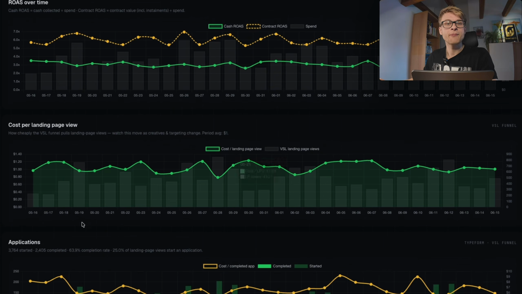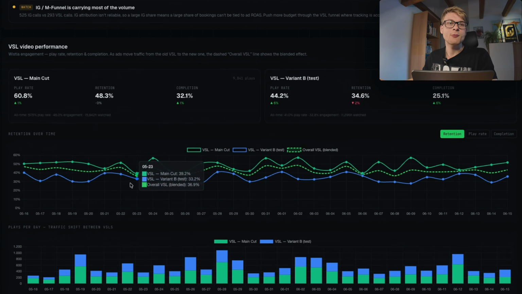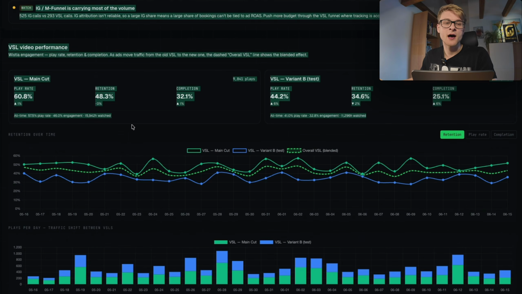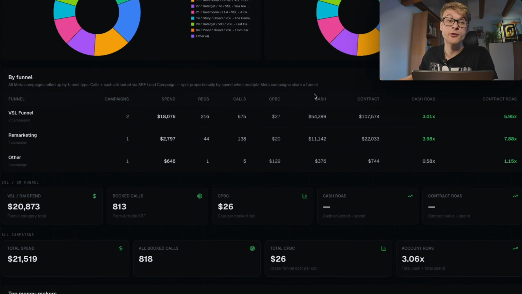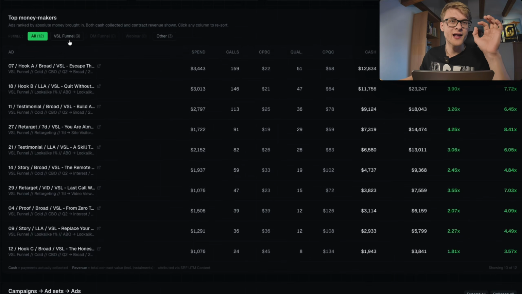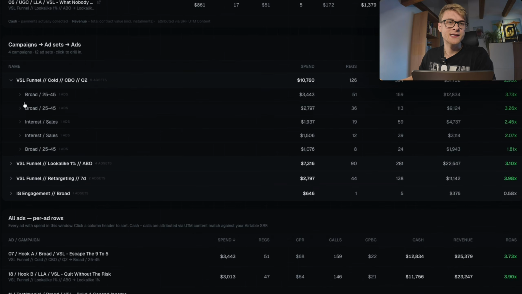So as you can see over here, we're mapping out every single thing for our clients. So cost per landing page view, applications, booked calls by funnel. Then we see exactly which VSL variants are performing good right now. Okay, we see exactly which ads are winners right now. So top cash collected, best cash rows, best contract rows. And I even build something like my custom view of the Meta Ads Manager. So I can see my exact campaign and I can see the different ad sets that I got within this campaign. And I can see the exact cash and rows that we've generated.